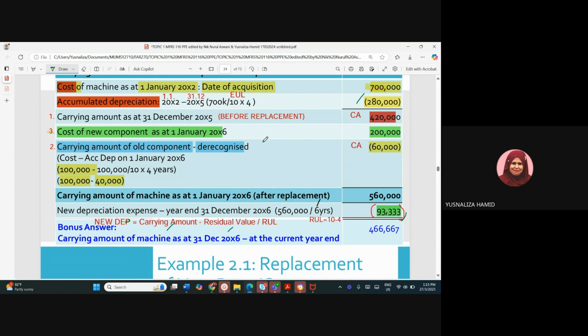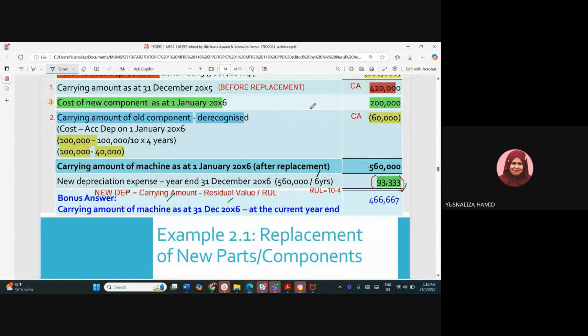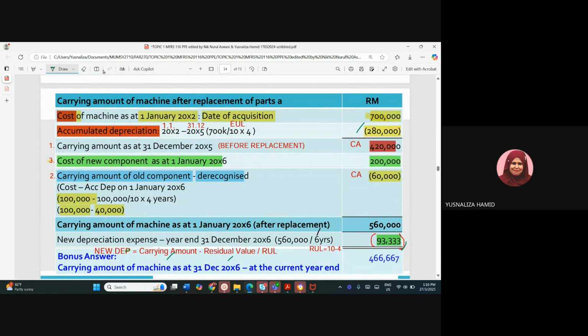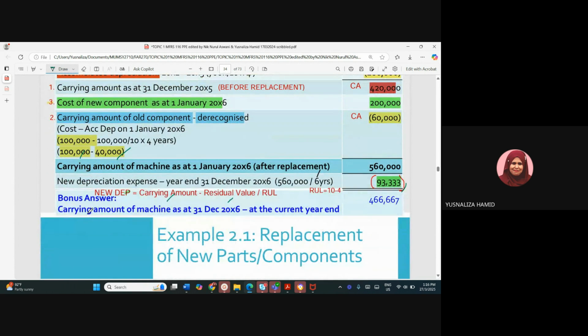And also, you have to take note that this is not the case of the asset being replaced, but it is the case of the component being replaced. So the depreciation that needs to be eliminated is this 40,000. We are also going to eliminate this 100,000 because it is the cost of the old component being replaced.